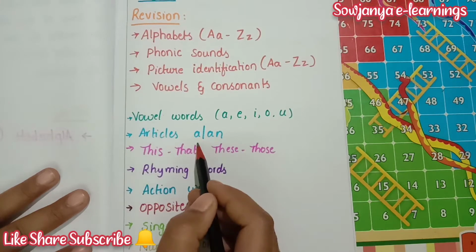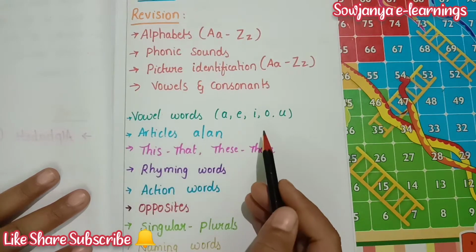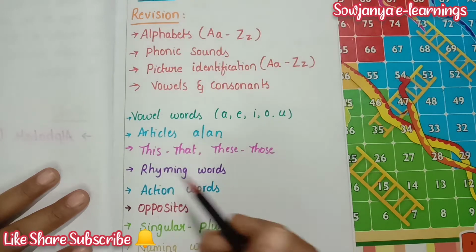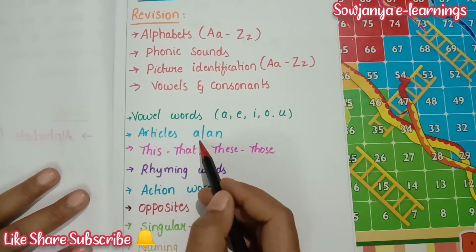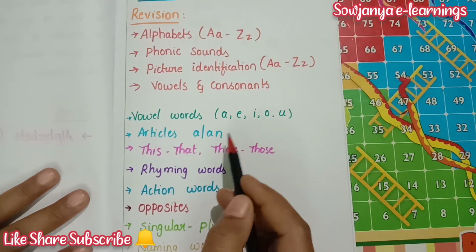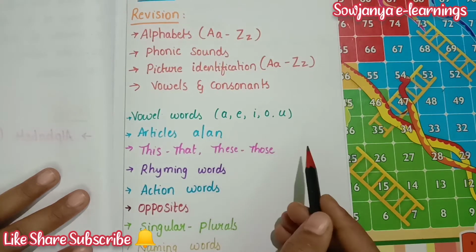Next, articles. Articles also we already taught them in LKG, but here we have to make them write with fill in the blanks. So, articles A and an. Some worksheets we have to give for them to write.